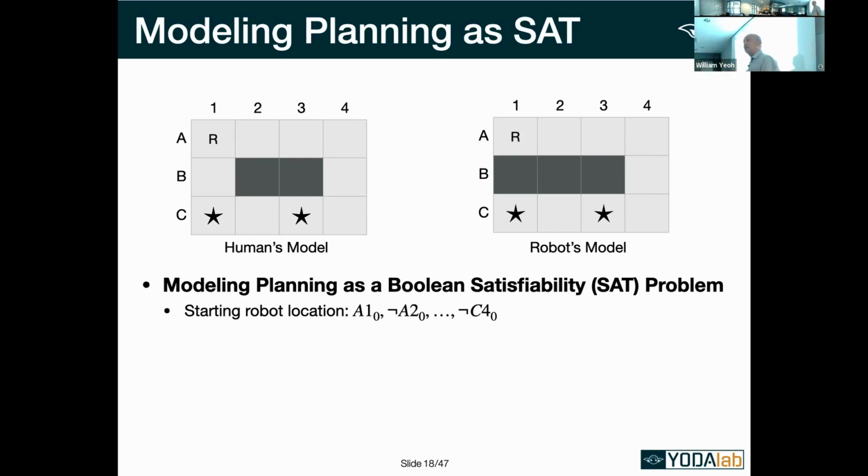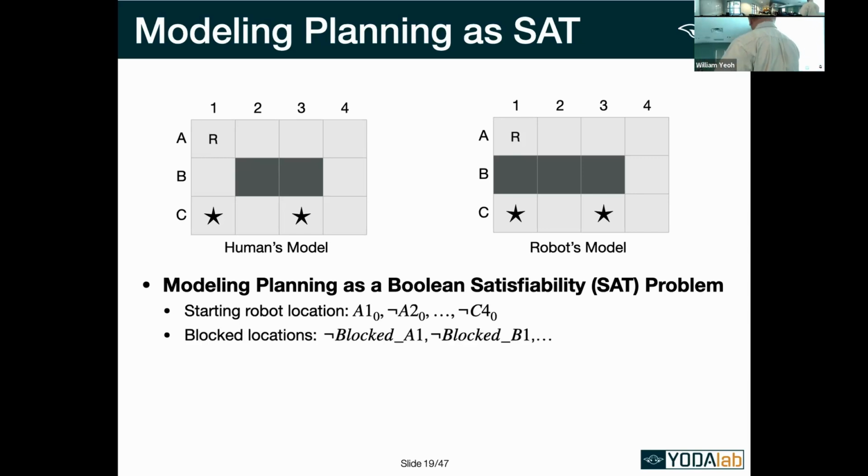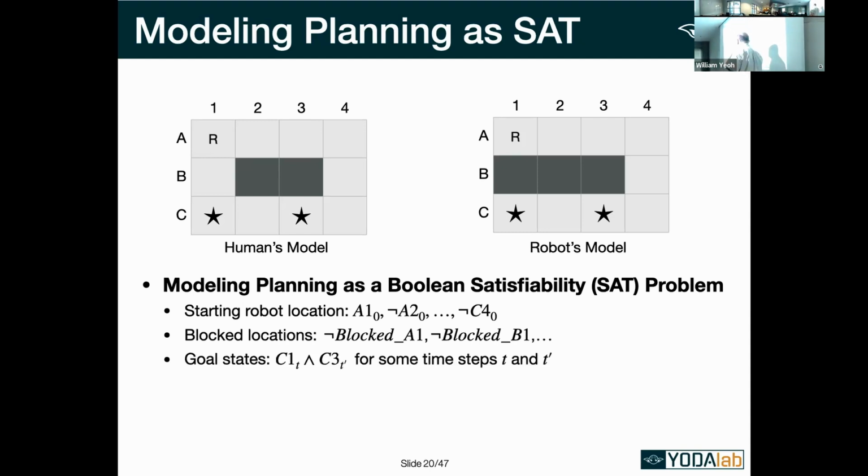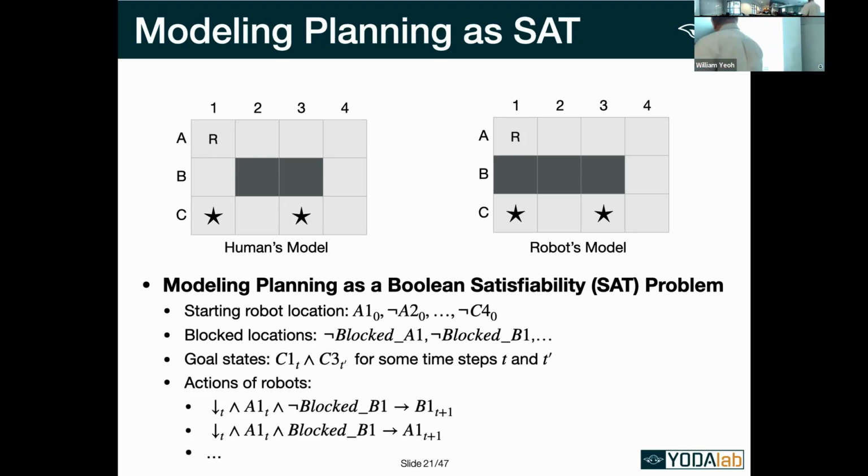You can have Boolean variables indicating facts about the world. For example, the starting robot location: A1 at time step 0, the robot is basically here, and at time step 0 it is not at any other locations. You can have variables indicating whether a cell is blocked or not, so A1 is not blocked, B1 is not blocked, etc. You can have goal states, where the Roomba needs to be at a particular location at some time steps t and t prime in the future. These are just planning specifications for this map.